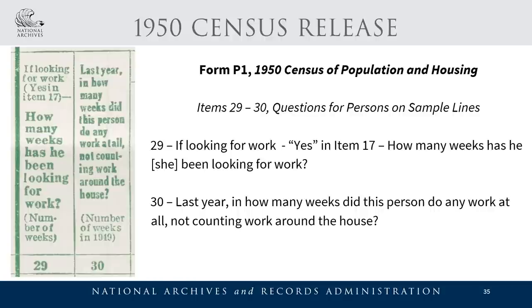So, items 29 and 30 get back into occupational questions, and this again gets complicated. If the person was looking for work, that was yes in item 17, how many weeks had they been looking for work? And in item 30, how many weeks did this person do any work at all last year, not counting work around the house? And that's asking for a number of weeks in 1949.